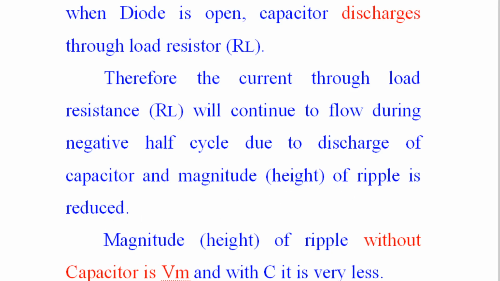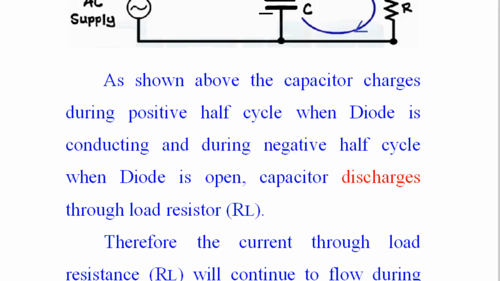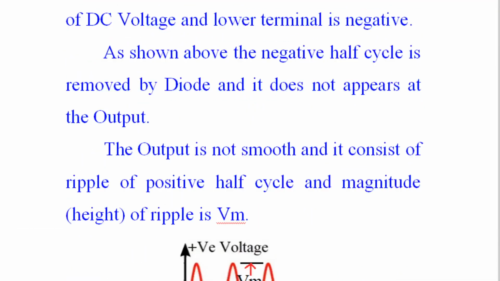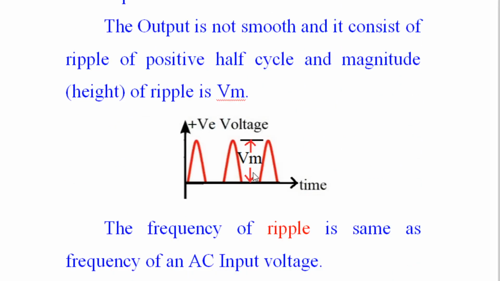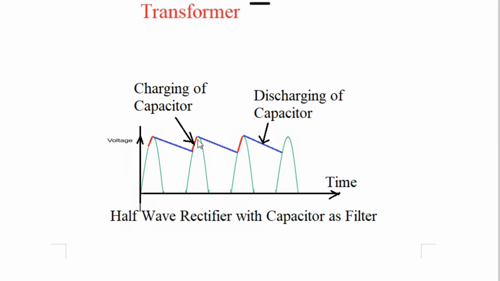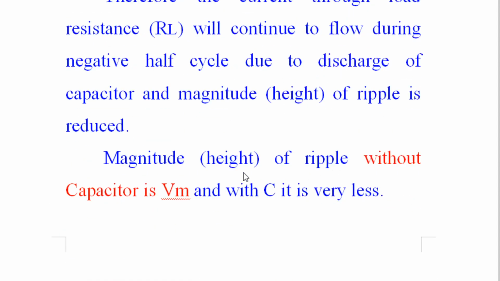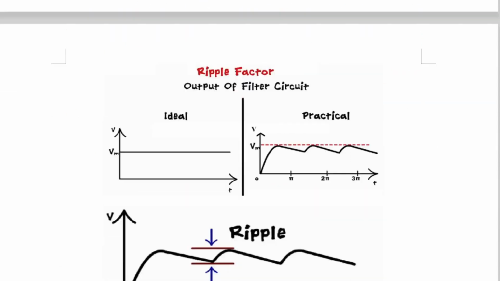The magnitude, that is the height of the ripple without the capacitor, was how much? It is Vm, because there were only pulses. Here it is Vm, because there was only the positive half cycle and then 0 volt. But now this 0 volt will be removed because the capacitor is discharged. So the height of the ripple without the capacitor is Vm, and with the capacitor it is less. And here you will understand now.